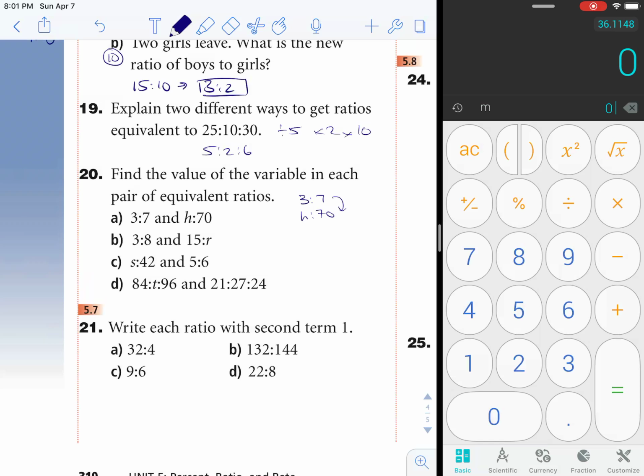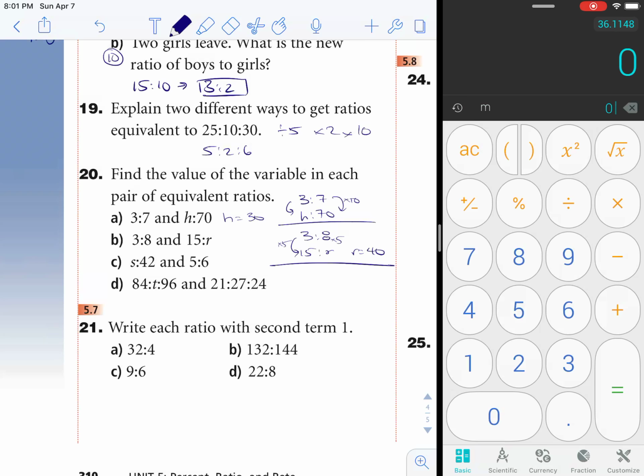Okay, these ones, sometimes I find it's better if you line them up in the same order. So how do you go from 7 to 7? Well, you multiply by 10, so the same thing has to happen. So H is going to be 30. This next one, 3 to 8, and 15 to R. How do you go from 3 to 15? You multiply by 5, so multiply by 5. R is going to be 40. 8 times 5 is 40.